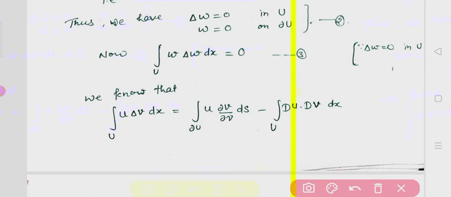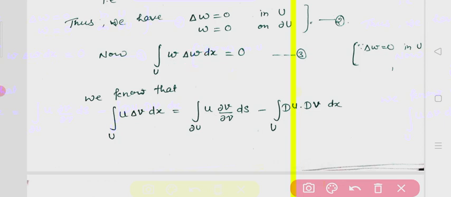So now if I take integral over U, so w into delta w, that will be equal to 0. Alright, because both are 0 in U. So if w and delta w we are considering, so we will take that w into delta w dx, that will be equal to 0. Alright, now from here you can say that delta w is 0, that's why that will be equal to 0 always.